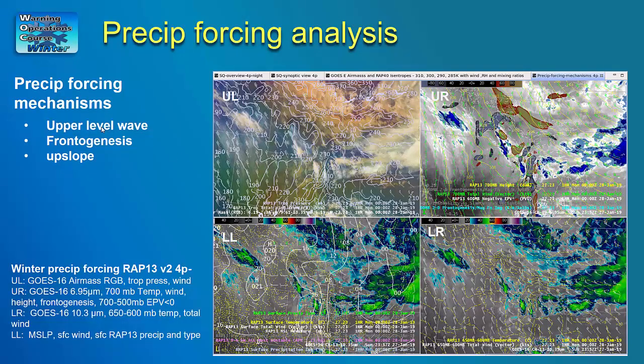So we do have an upper level wave, but really frontogenesis is the big contributor here. We see the forecast precip lining up with it, the cloudiness here in the GOES 16 air mass product, and a little bit of a tinge of upslope in the appropriate areas on the west side of the mountains here, and potentially on the Cheyenne Ridge from the northerly winds.